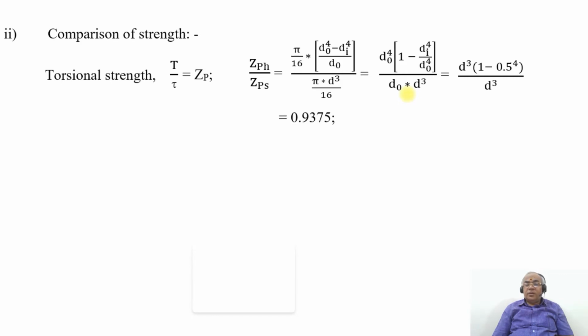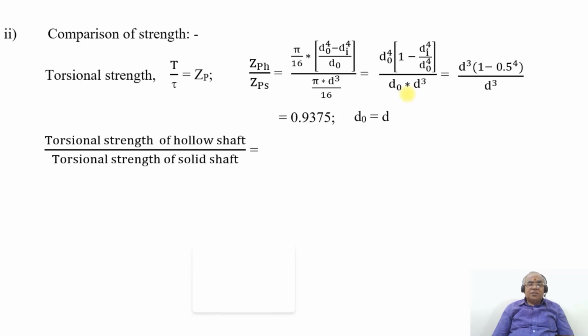So it will be 1 minus 0.5 whole to the power of 4. On simplification, you will get 0.9375, since D naught is equal to D. Therefore, the torsion strength of the hollow shaft divided by the torsion strength of the solid shaft will be equal to 0.9375.